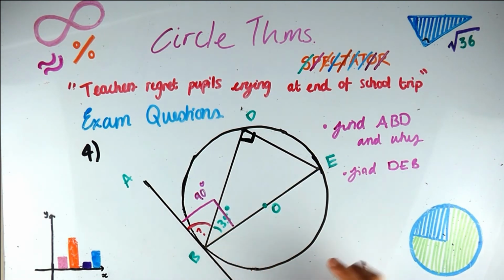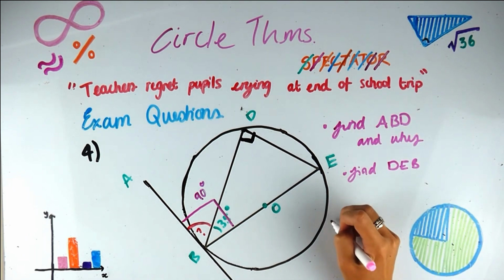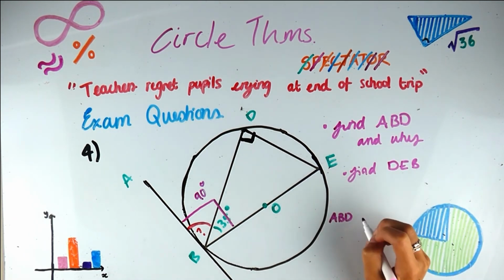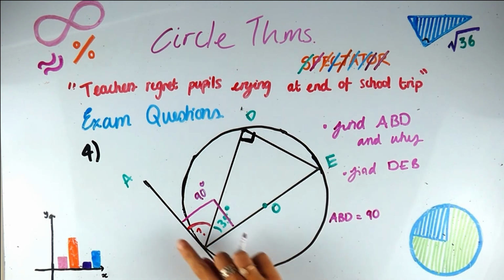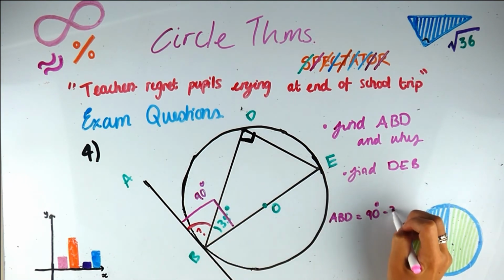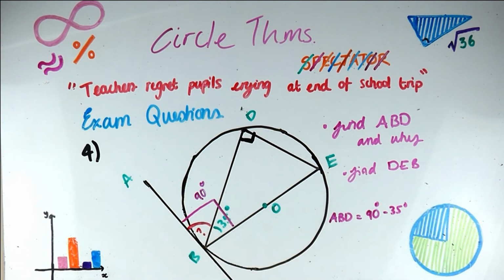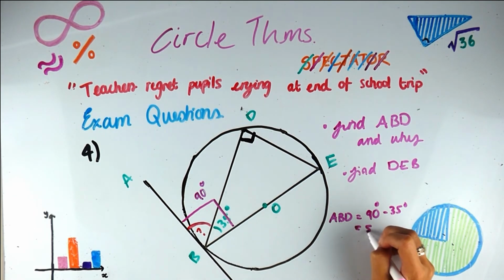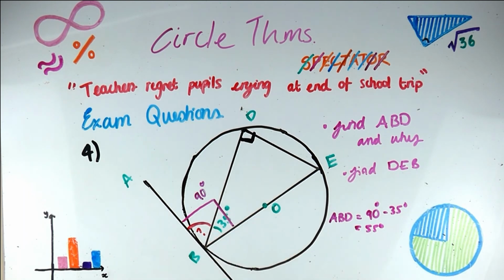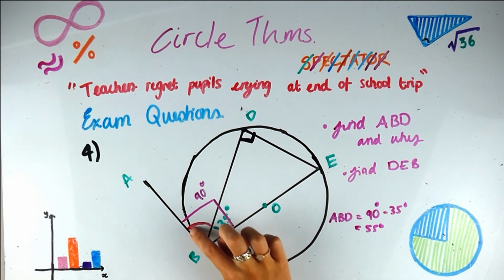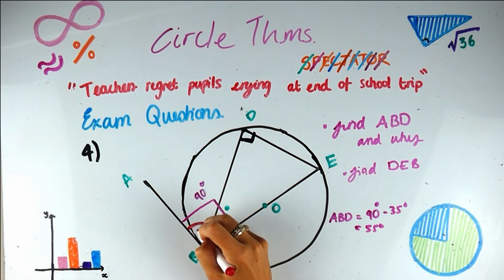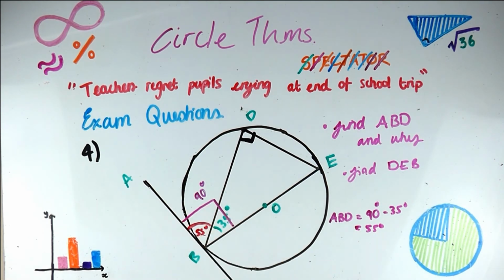We already know that's 35, so ABD is going to equal 90 degrees minus this 35 degrees, because we want this red bit here. And that is 55 degrees. So instead of a question mark, we can write 55 degrees.